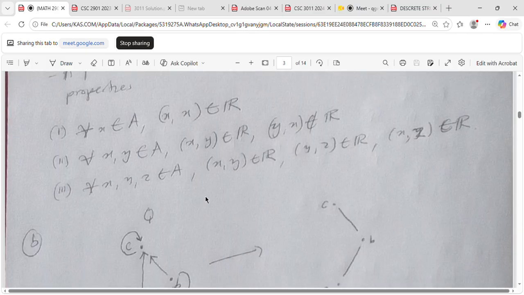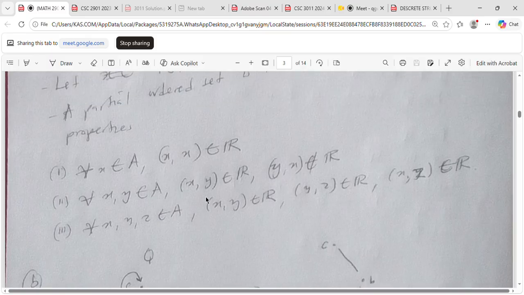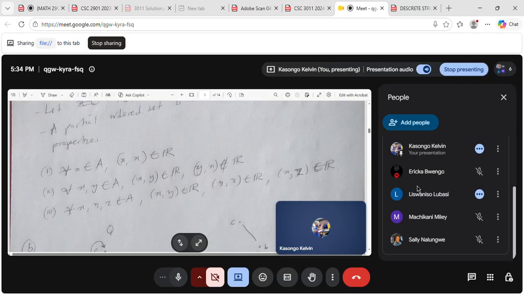Okay, so remember, you need to answer those mathematically. So the moment you do this, x comma x is related. What does this tell you? What property is that? Exactly, that's what I wanted you to say. So this is property number one.